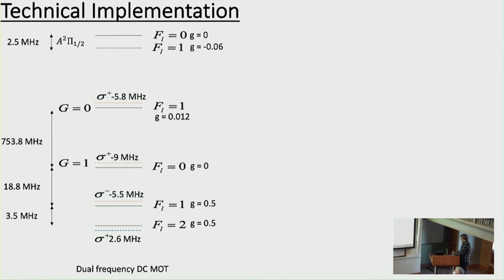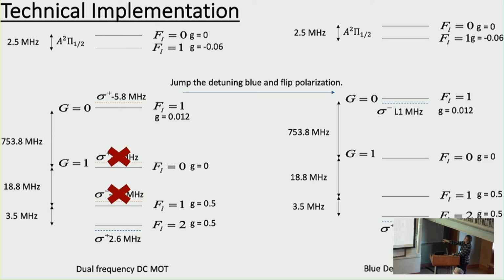And so to go into a blue-detuned MOT, all we need to do is turn off these guys. We don't want any red-detuned components. And then we're already halfway there. We already have one blue-detuned component on G1 to address these triplet states because we use the dual frequency mechanism. And then the only thing we need to do is jump the detuning to blue and flip the polarization, okay? So this is what we're going to do for a blue-detuned magneto-optical trap.